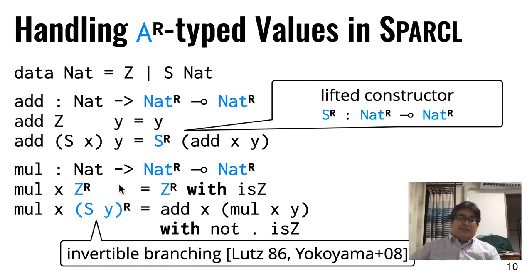Here, we show the partially invertible multiplication defined in Sparcl. Multiplication, similarly to the add function, takes a natural number and an invertible natural number and returns an invertible natural number. Unlike the add function, the mul function uses case analysis on invertible natural numbers. To do so, it uses invertible branching indicated by invertible patterns like Z superscript R and S superscript R. A special thing in invertible branching is that a branch comes with a condition. These conditions are used in the backward direction to determine branches, but we do not describe the details in this talk.